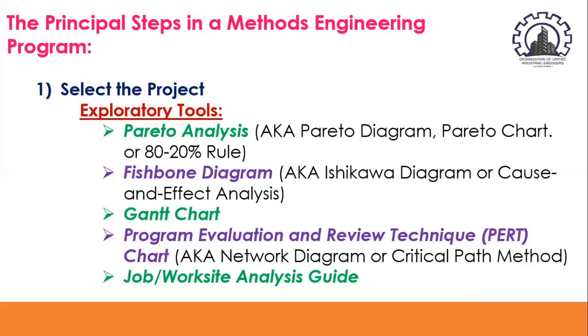Now, the guide provides a subjective identification of key worker, task, environmental, and administrative factors that may cause potential problems. It also indicates appropriate tools for further, more quantitative evaluations. Use of the job or worksite analysis guide should be a necessary first step before extensive quantitative data are collected on the present method. And typically, project selection is based on three considerations.